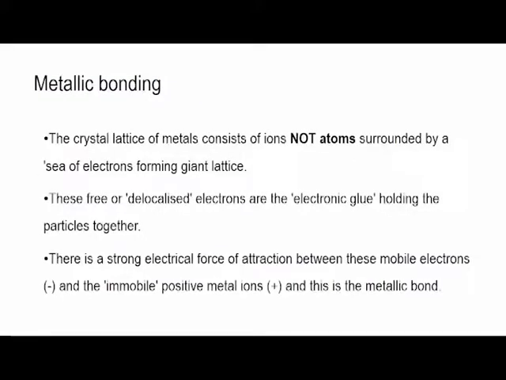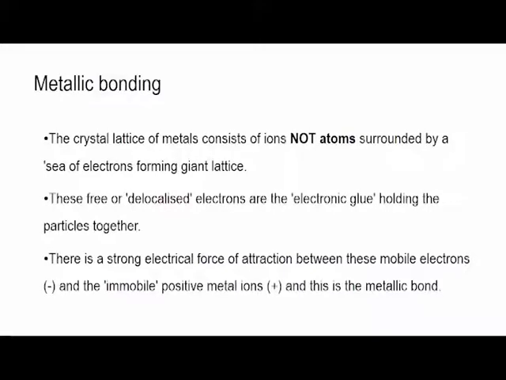The third part of bonding is metallic bonding. Metallic bonding takes place in metals. Metals lose electrons, and these electrons are not gained by any other elements. They only form a sea of electrons which surround the metal ions.